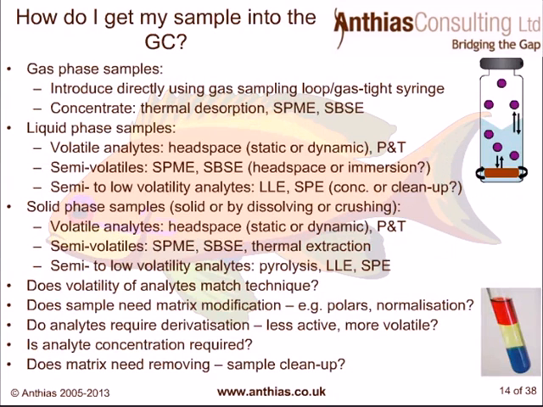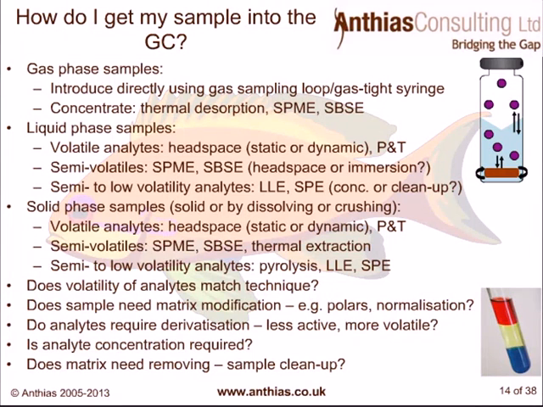So now let's just think about the individual parts of our GCMS method. What do we need to be thinking about? So how do I get my sample into the GC first of all? For gas phase samples, you could introduce these directly, either using a gas sampling loop or a gas-tight syringe. A gas-tight syringe is particularly useful if you're just starting to optimize your method and you want to do quick injections just to see if it works.